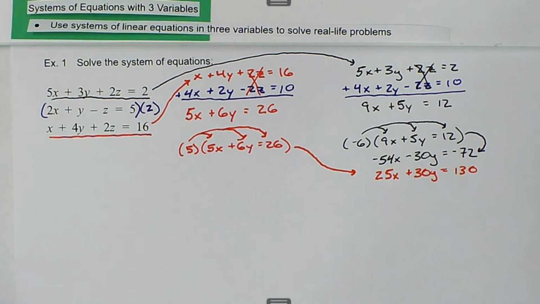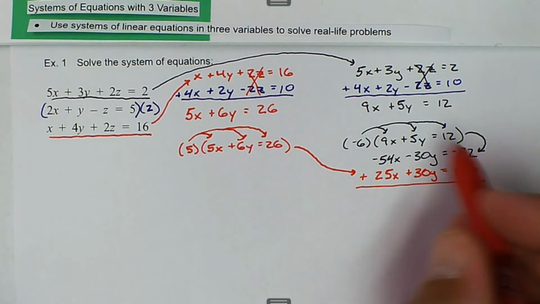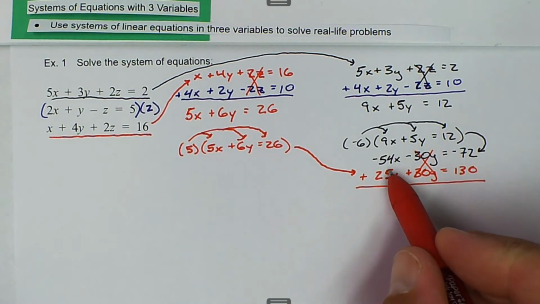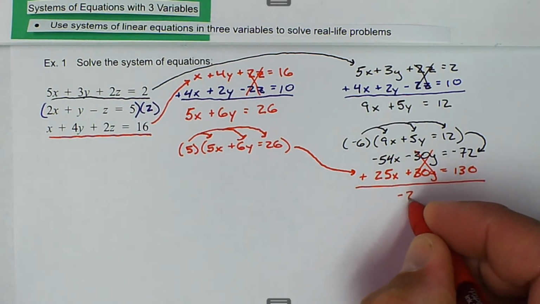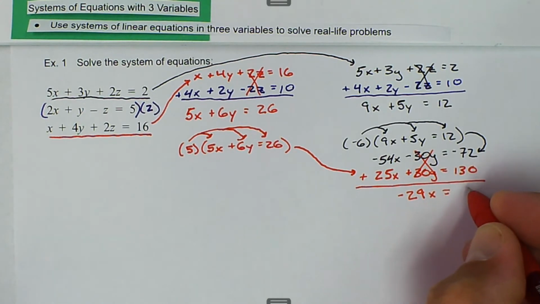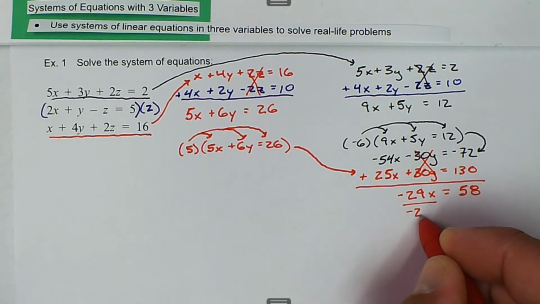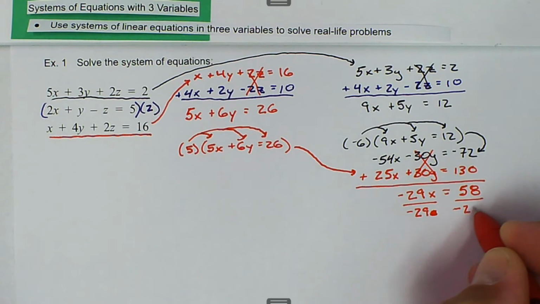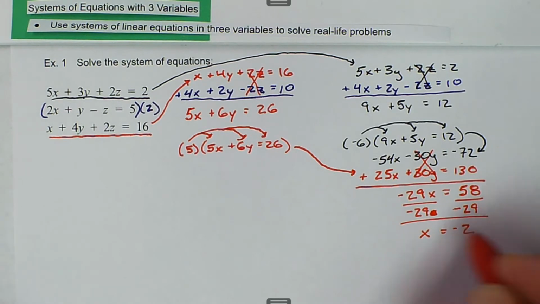And now we want to add those together. So I'm going to add those together. And the reason that we added those together is because we have -30 here and +30, so that cancels out. -54x plus 25x is going to be -29x, which is going to be equal to 58. And then to get x by itself, we divide by -29, and then we get x equals -2.